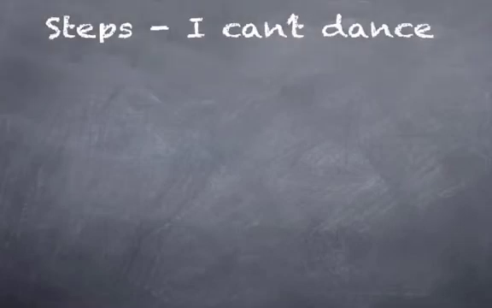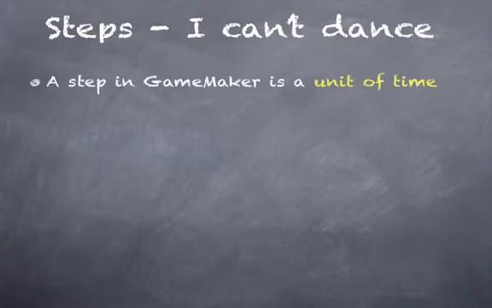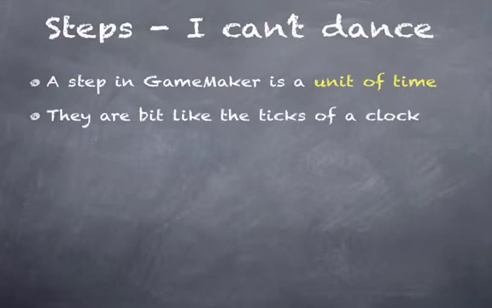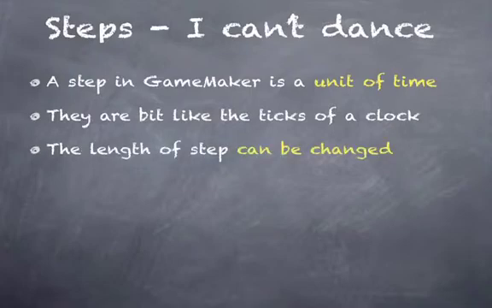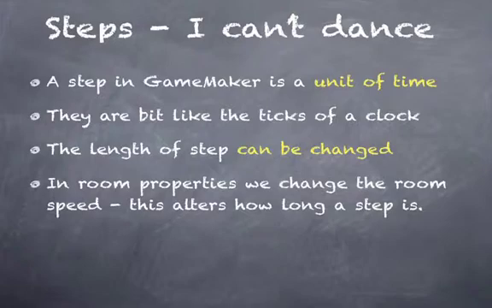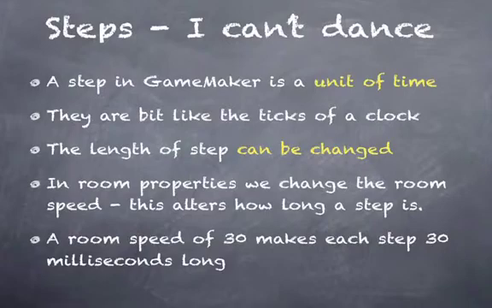So steps. But I can't dance, you say, Uncle Hamish. Well, steps are something different in GameMaker. A step in GameMaker is simply a unit of time. And they're a bit like the ticks of a clock. Tick, tick, tick. The length of a step can be changed, however, unlike the tick of a clock. In room properties, we change the room speed, and that alters how long a step is. So you can have a slow step or a fast step, depending on the type of game. A room speed of 30, for example, makes each step 30 milliseconds long, so 30,000th of a second long. So that's what steps are.